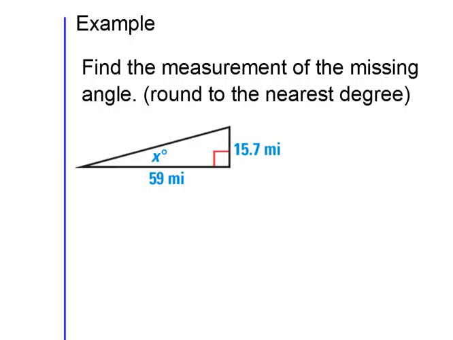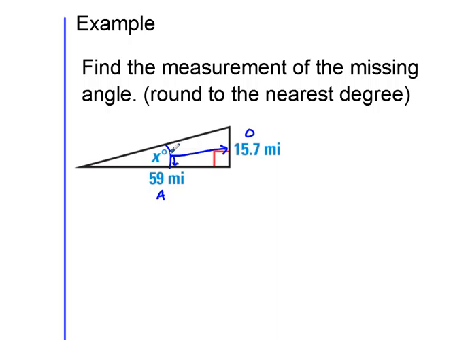Okay, let's use our first example. Find the measurement of the missing angle. Round to the nearest degree. We're going to figure out what information was given to us based upon the angle that they want us to find. Angle X is the one they want us to find. 15.7 is my opposite, and that means 59 is my adjacent. Hypotenuse is not important for this problem.